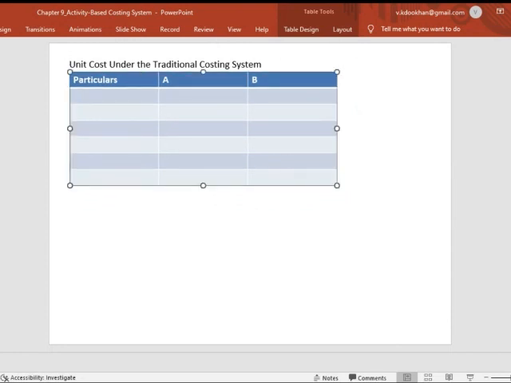To start with the traditional costing system, we are going to have a full cost. I think you should remember it. The full cost is the total cost. So we take all the direct plus the indirect, or we take the variable plus the fixed cost. To start with, we are going to take the direct material cost.